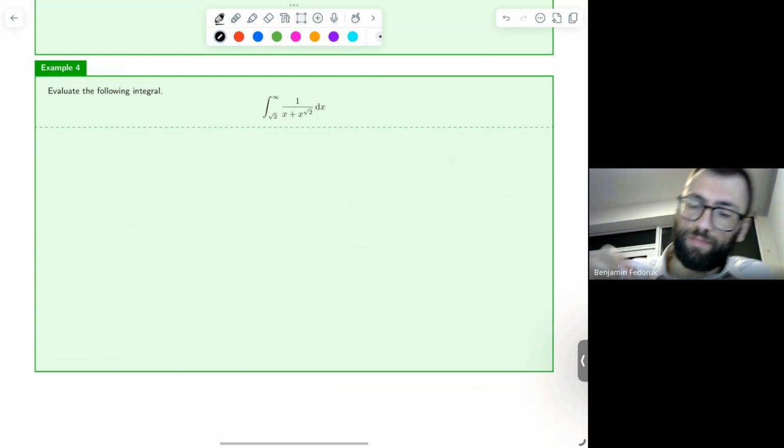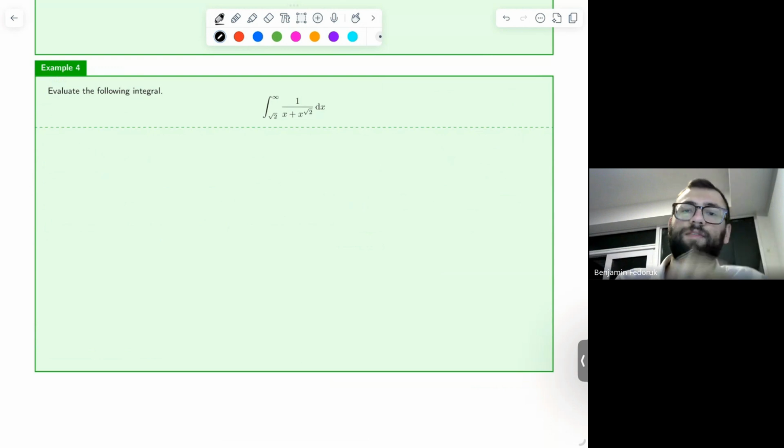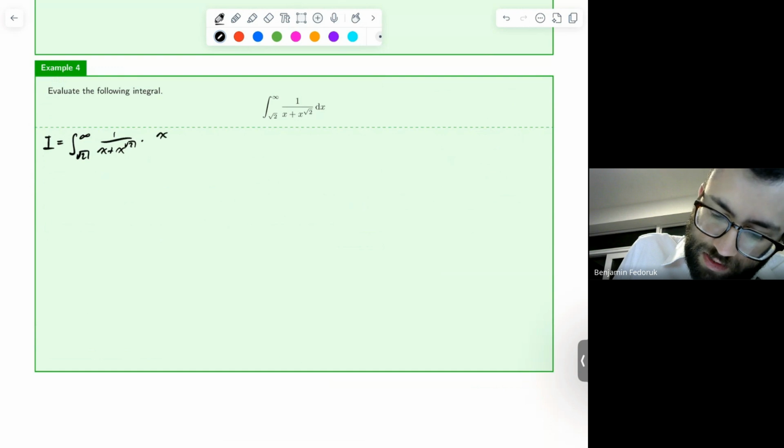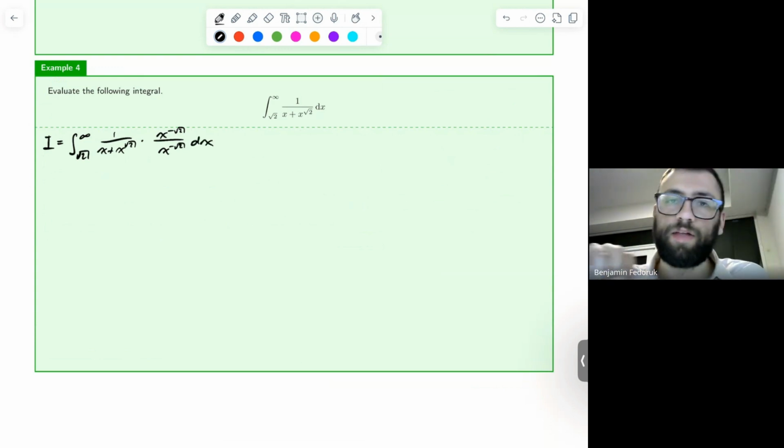Example 4. We've got this integral here, and oh boy, does this look ugly. And it is. I'm not going to lie to you about that. It is pretty ugly. What I'm going to do is start by taking that integral and multiplying both sides by x to the power of root 2. And I wrote that wrong, x to the negative root 2. So I'm really multiplying my integrand by 1, so I'm allowed to multiply anything by 1. I'm just writing 1 in a really weird way.